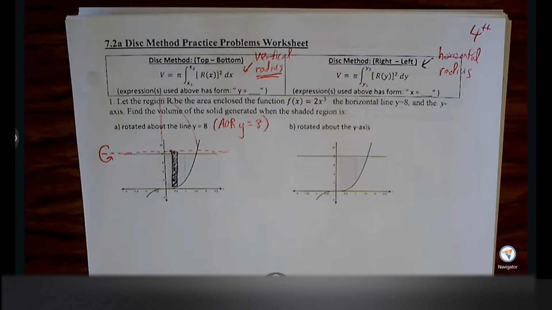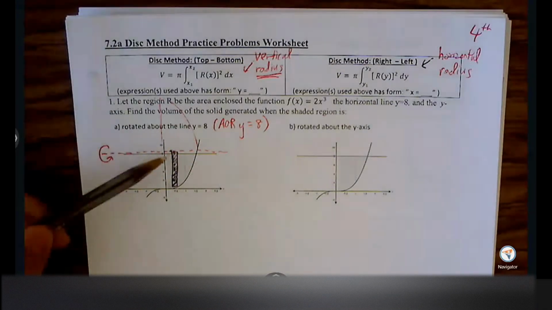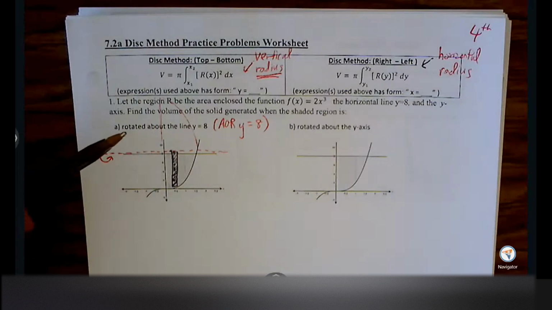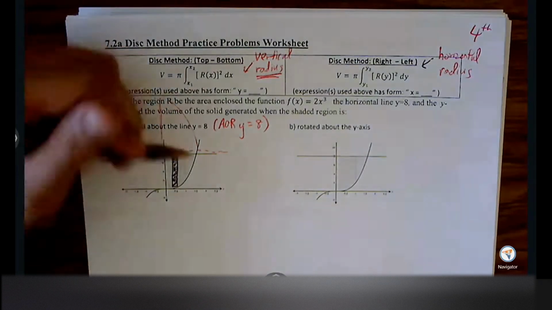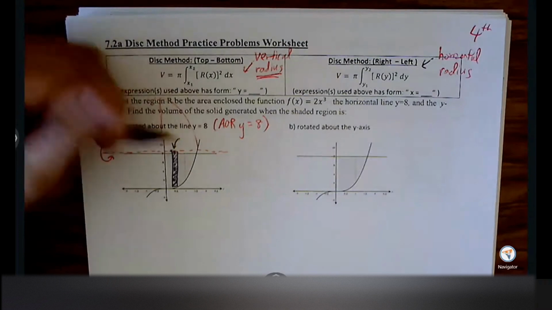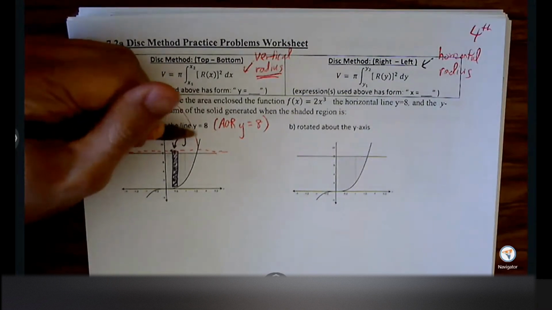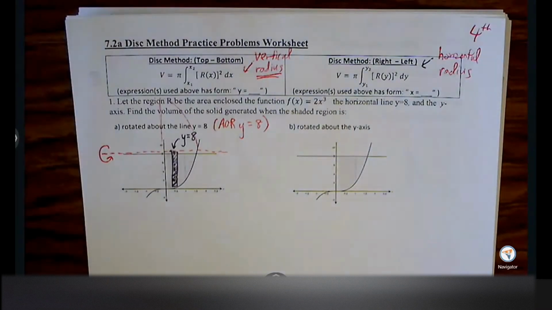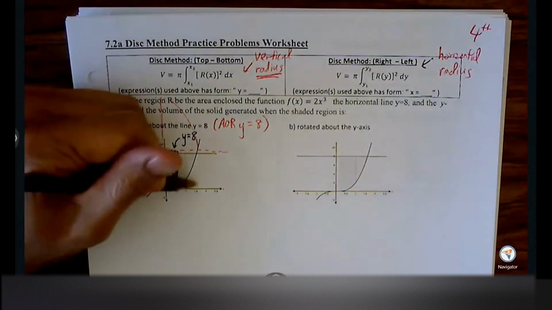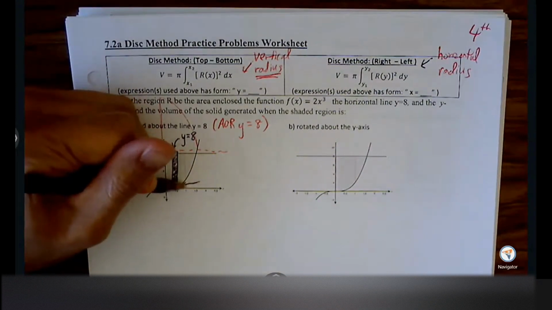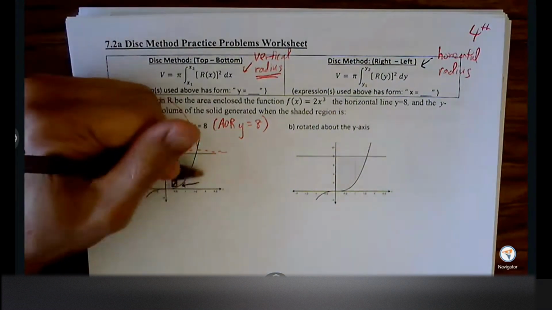Normally, we know that's going to be potentially an easier problem because there's going to be fewer adjustments needed to get it ready for our volume formula. So we're going to start building our radius expression. Okay, what's the top of the radius sitting on? Y equals 8. So we know that the top function is going to be 8. Let's look at the bottom of the radius. What's the bottom of the radius touching? 2x cubed. Yep, y equals 2x cubed.